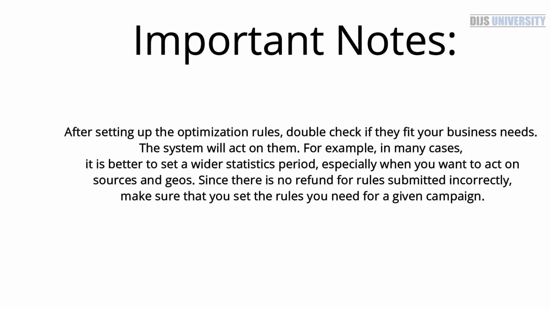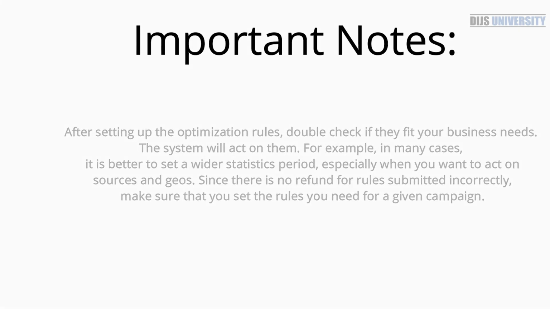All right, so here are some important notes about your rule-based optimization. After setting up your optimization rules, you need to double check if they fit your business needs. The system will act on them. For example, in many cases, it's better to set up a wider statistic period, especially when you want to act on sources and geos. Since there's no refund for rules submitted incorrectly, make sure that you set the rules for what you need them to perform in your given campaign.